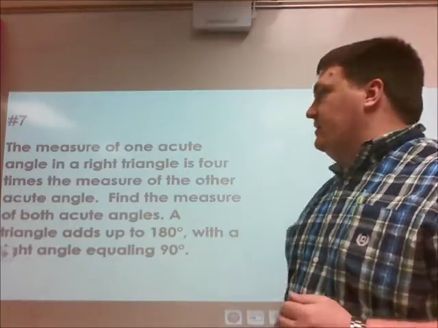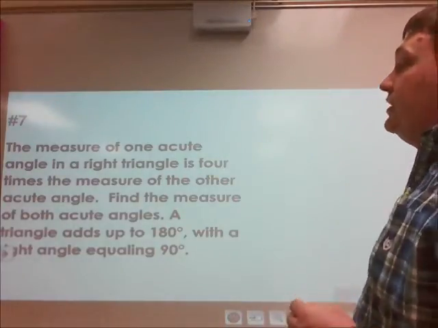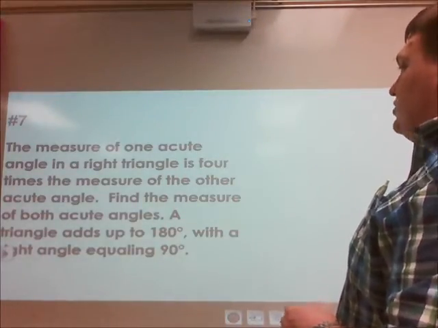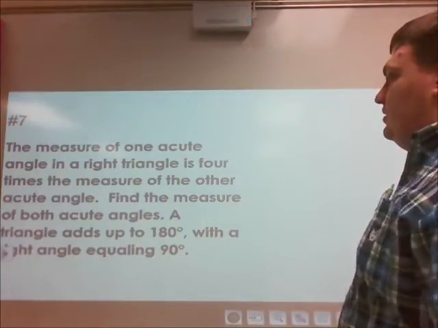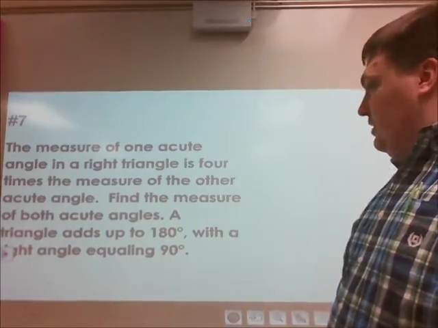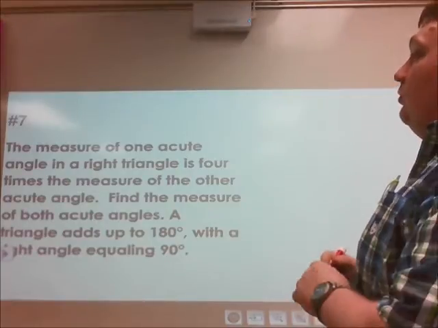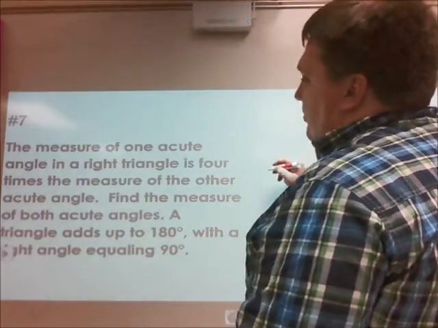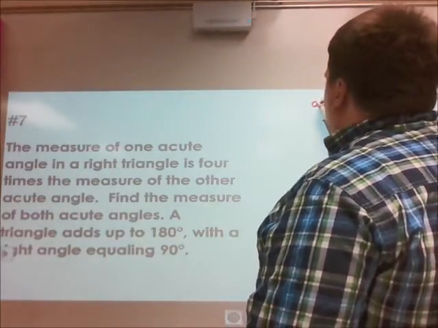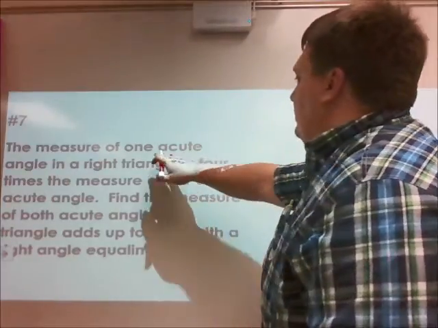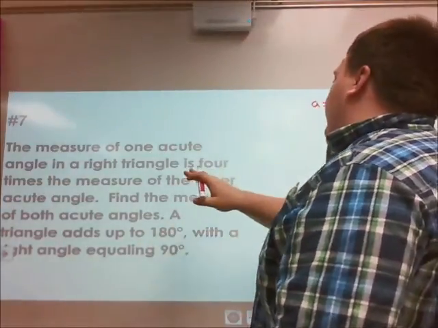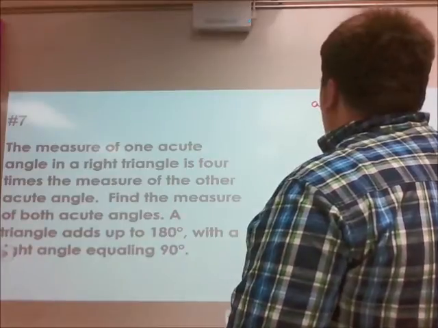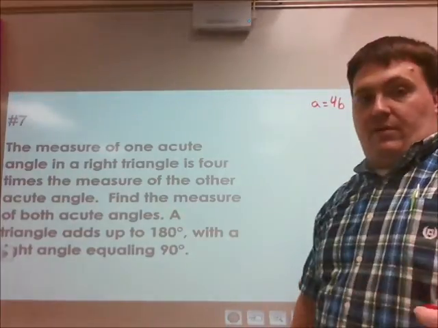Problem 7 says the measure of one acute angle in a right triangle is 4 times the measure of the other acute angle. So what I know is, let's just call our angles A and B. So I know right now angle A is, so one acute angle is 4 times the measure of the other. So 4 times B, 4B.